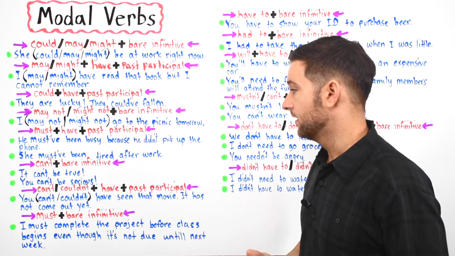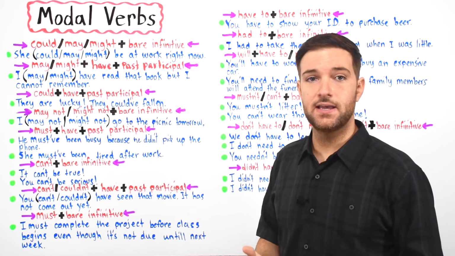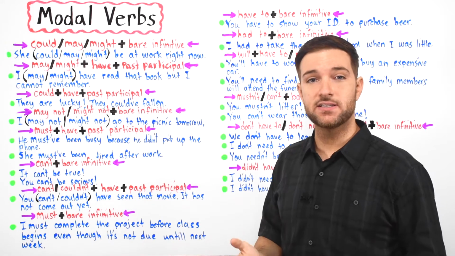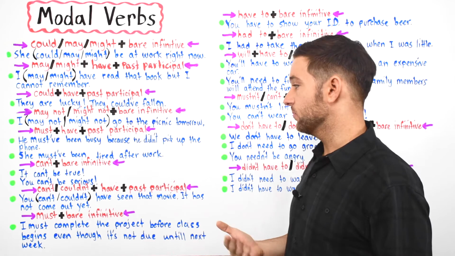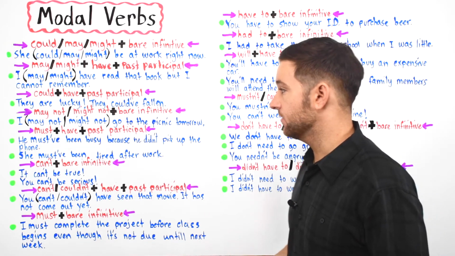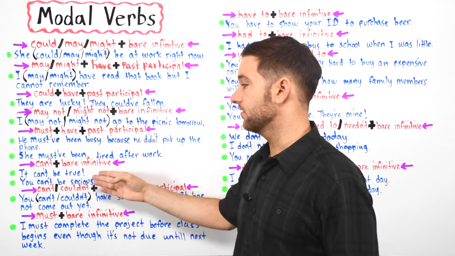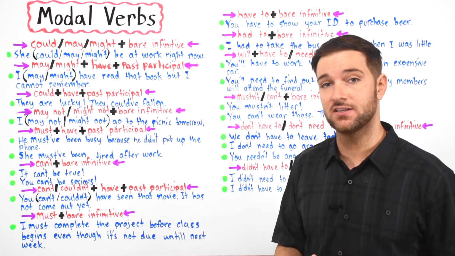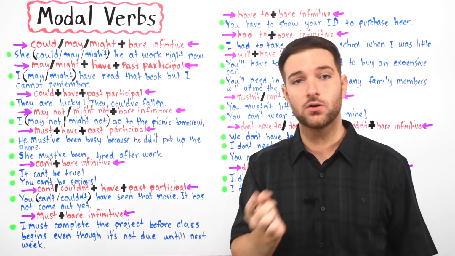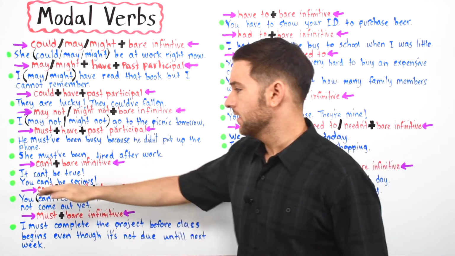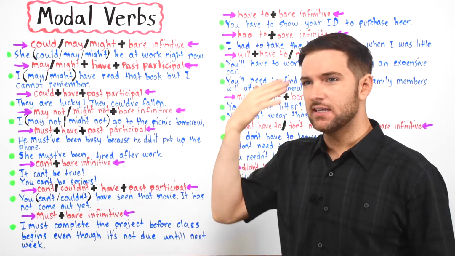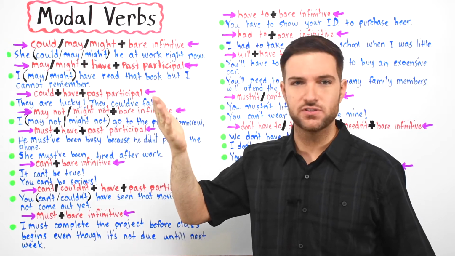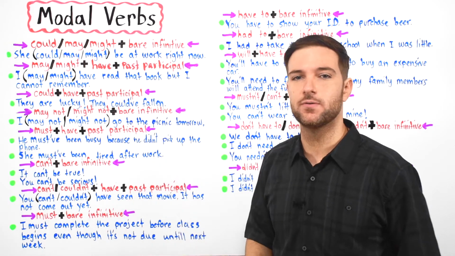All right, so we're going to go ahead and continue, and we're going to talk about expressing a negative deduction. Okay, so when we want to talk about a negative deduction, then we have to use can't plus the bare infinitive to express a negative deduction about the present or the future. For example, it can't be true. Okay, it's like, no way, it can't be true. Really? No, seriously? Nah, it can't be true.